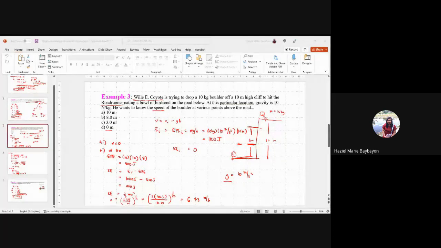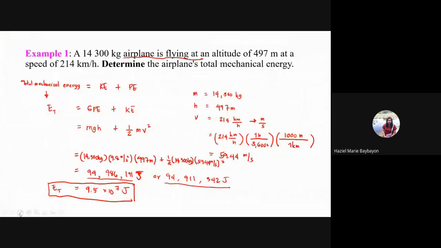Good morning, everyone. So for the first example, we have here a 14,300 kilogram airplane flying at an altitude of 497 meters at a speed of 214 kilometers per hour. So we are just to determine the airplane's total mechanical energy.